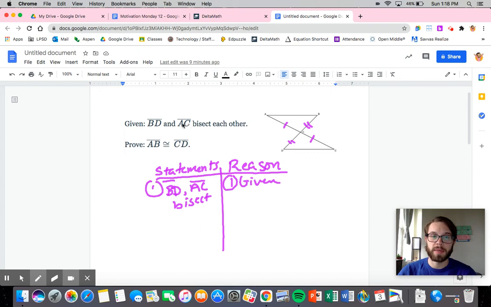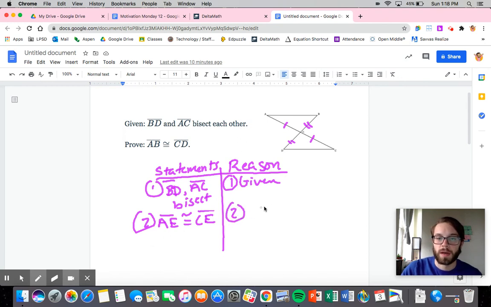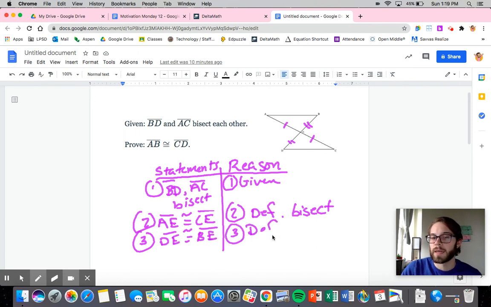If it only said AC bisected BD, I would only be able to say that these two are congruent to each other. However, it's telling us that they're bisecting each other, so we know that they're both going through each other's midpoint. So let's go through this. What do I know? I know that segment AE is clearly congruent to segment CE. And that just comes from what it means to bisect. And then I also know that segment DE here is congruent to segment BE. Again, that's just what it means to bisect.